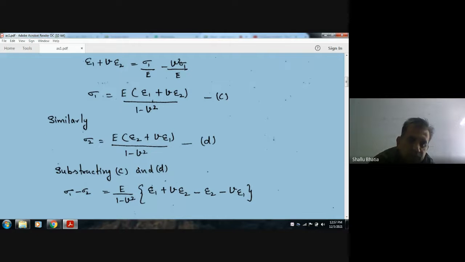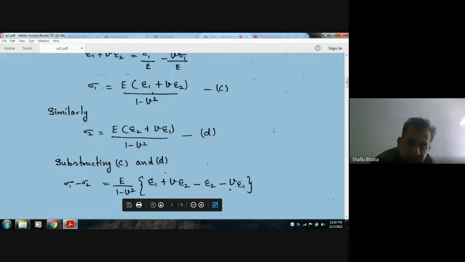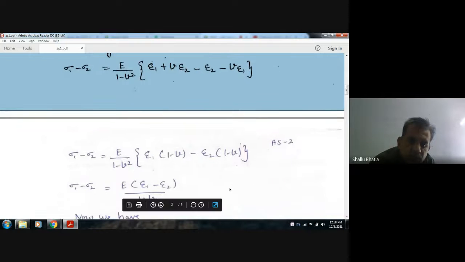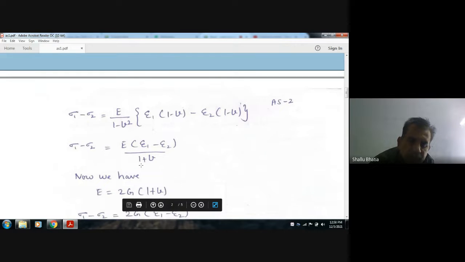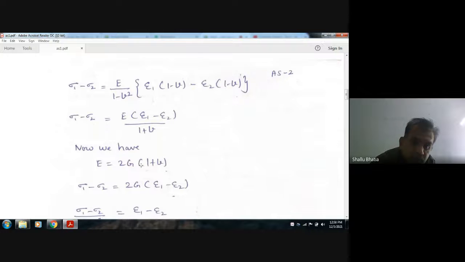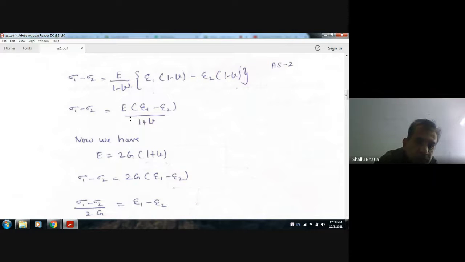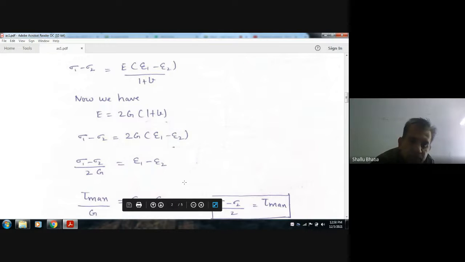Now, if we subtract these two stresses, we will get E over 1 minus mu square common, epsilon 1 minus mu epsilon 2 minus epsilon 2 minus mu epsilon 1. After solving this, we will get sigma 1 minus sigma 2 is equal to E bracket epsilon 1 minus epsilon 2 divided by 1 plus mu. From the relationship between the elastic constants, E is equal to 2G into 1 plus mu. Putting this value, sigma 1 minus sigma 2 will become 2G bracket epsilon 1 minus epsilon 2. If we divide both sides by 2G, it becomes sigma 1 minus sigma 2 by 2G is equal to epsilon 1 minus epsilon 2.